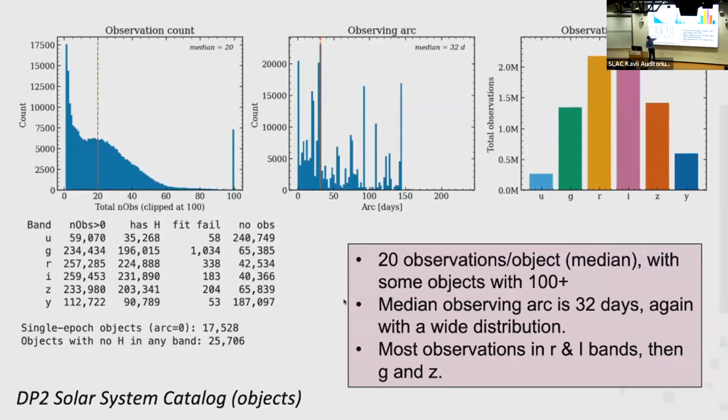Median observing arc is about 30 days. Again, the distribution is very wide. And most observations, as you're going to see over there, are in R and I bands, then G and Z, and then a little bit in U and Y.